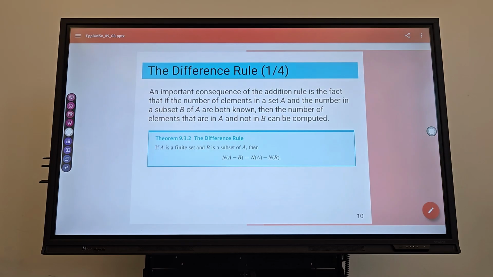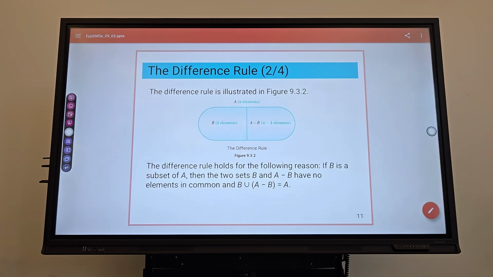The difference rule. An important consequence of the addition rule is the fact that if the number of elements in a set A and the number of elements in a subset B of A are both known, then the number of elements that are in A and not in B can be computed. So if A is a finite set and B is a subset of A, then n of A minus B equals n of A minus n of B. Kind of another common sense one.